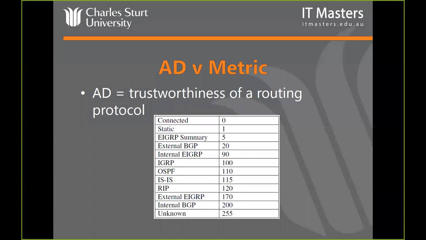If we look at the trustworthiness of a routing protocol, AD, administrative distance, these are the values that are associated with some of the different routing protocols that are available. A connected route has an administrative distance of 0. The lower the number, the more trustworthy it is. In this case, a connected route is the most trusted because it's physically connected to the router. So the router knows that that destination exists on that network. A static route, because it's put in by an administrator, is assigned an administrative distance of 1. And then there are a number of other routing protocols there. For example, you can see IGRP is more trustworthy than OSPF, which is more trustworthy than RIP, which is more trustworthy than internal BGP. So the higher the number, the less trustworthy it is.